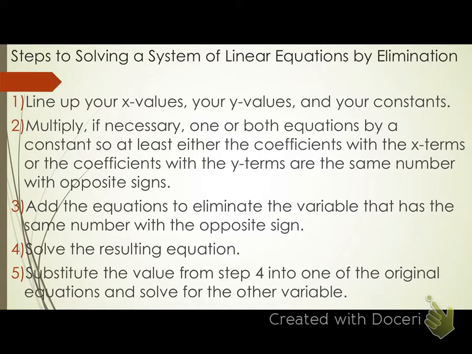Step 4, once I eliminate a variable, I will get an equation, and so I need to solve the resulting equation for whatever variable I have left. So if I eliminate x, I'll be solving for y there. If I eliminate y, I'll be solving for x there. Step 5, just like we've been doing in the past, substitute the value from step 4 into one of the original equations and solve for the other variable. Because we've got to get both x and y, correct? So once I find one, I've got to plug it into an equation to get the other. I know we're still writing, but do we have any questions about any of these steps?